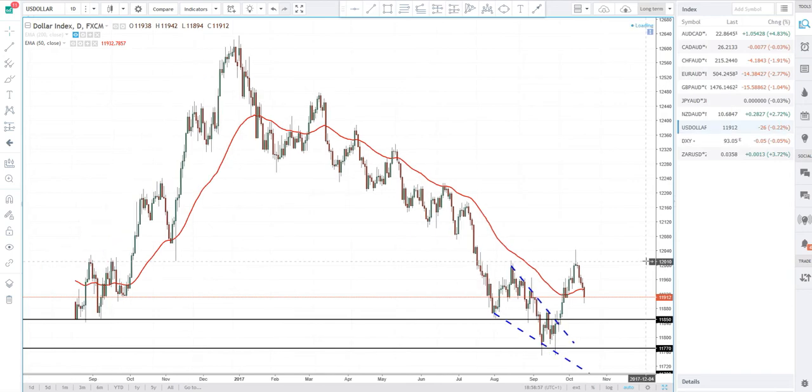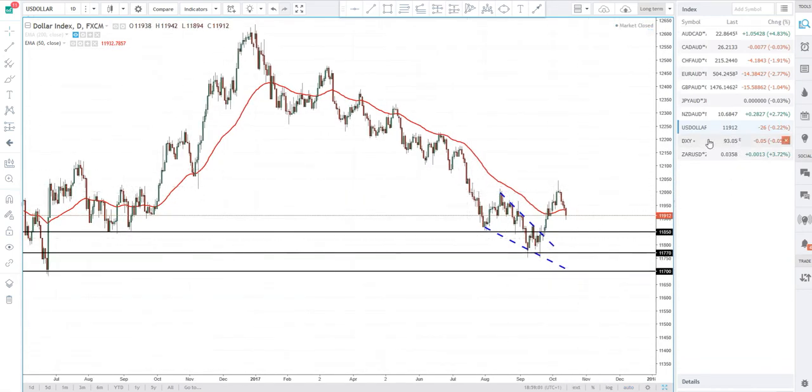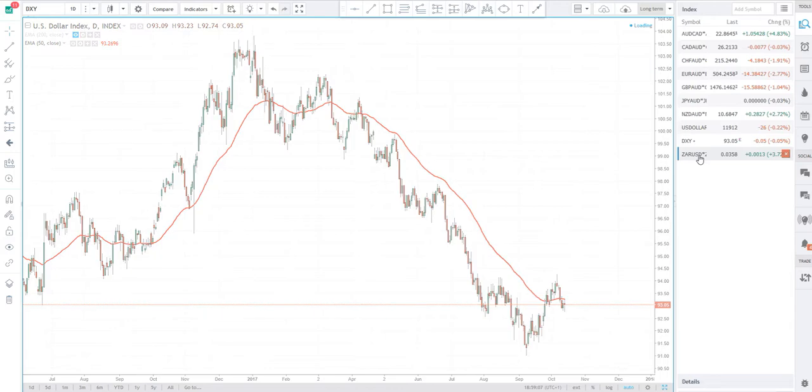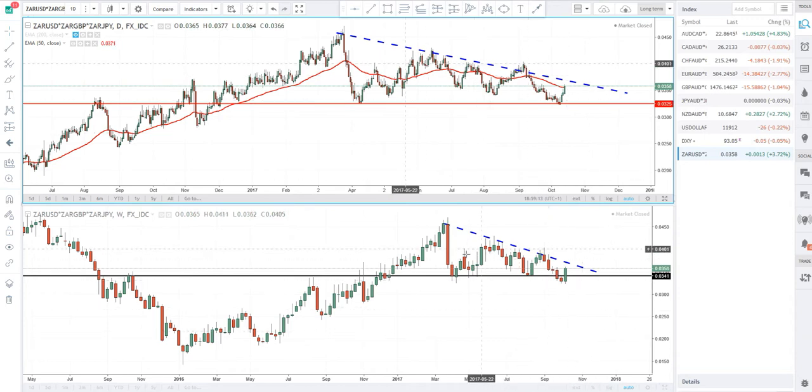Dollar index, this one on the FXCM chart doesn't look as bullish as the one on the DXY. The DXY actually shows you a bit more of an inverse head and shoulders pattern that I'm going to show you in a minute. And the ZAR looks kind of bullish, but I don't think you can get any room out of that for a trade, so I feel that you're going to have to leave that one.